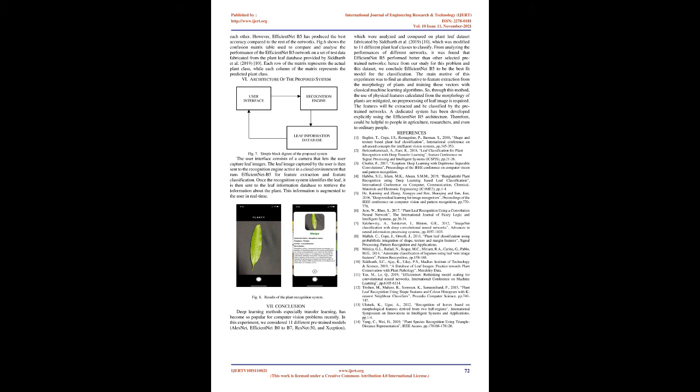The user interface consists of a camera that lets the user capture leaf images. The leaf image captured by the user is then sent to the recognition engine active in a cloud environment that runs EfficientNet B0 for feature extraction and feature classification. Once the recognition system identifies the leaf, it is then sent to the leaf information database to retrieve the information about the plant. This information is augmented to the user in real time.